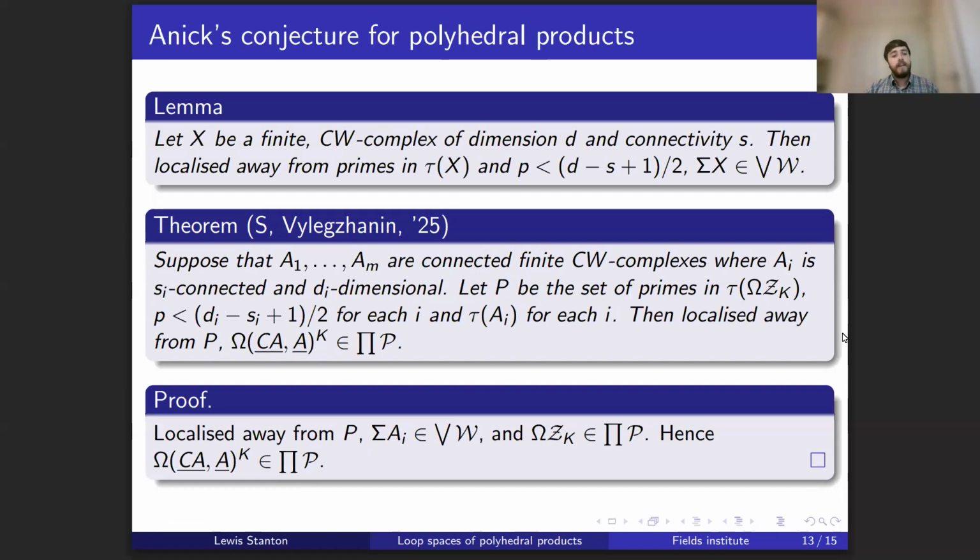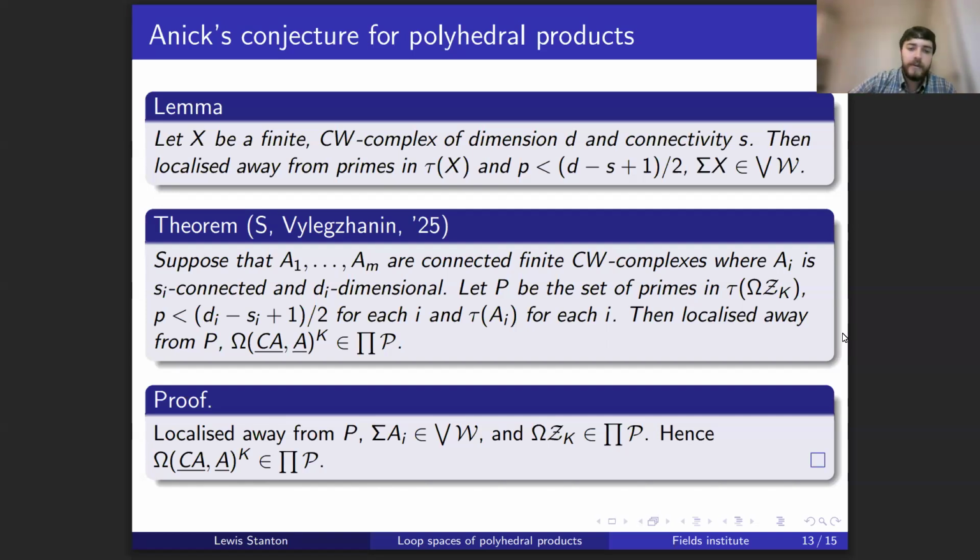and connectivity S, and if you localize away from primes appearing as p-torsion within the homology of X and primes less than this quantity here, then you can use a homology decomposition to show that after suspending, it will be a wedge of spheres. And kind of the idea of this is that you have a suspension here. So after suspending, that will get rid of any of the Whitehead products which appear in your attaching maps. And then you're localizing away from any primes which would be appearing as p-torsion within the homotopy groups of the attaching maps.